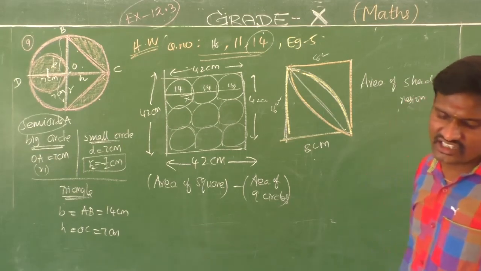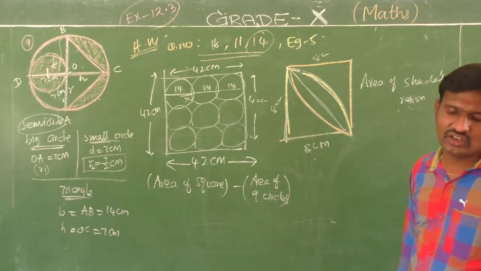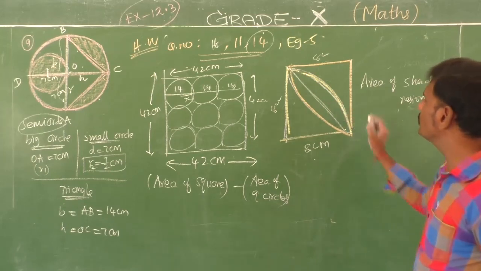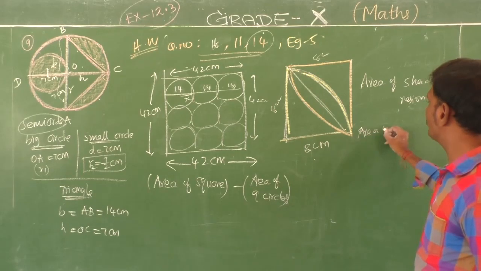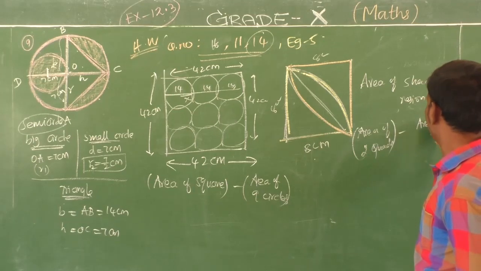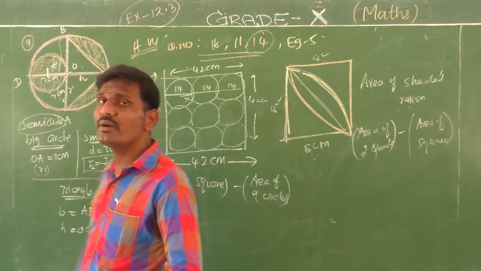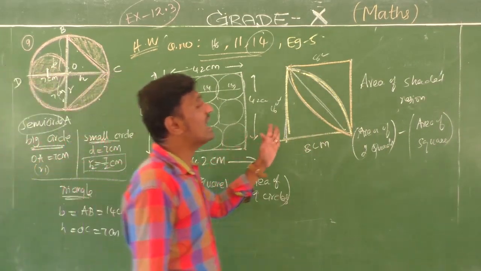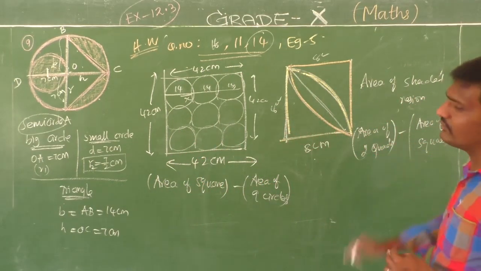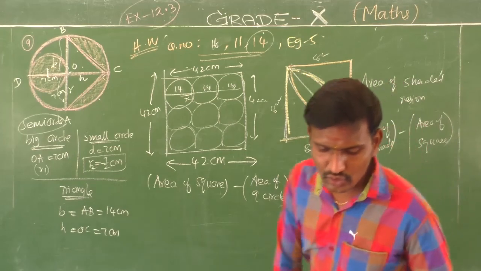So the area of the shaded region is equal to the sum of the areas of the two quadrants minus the area of the square. Students, in the previous question you subtracted circles from the square, but here we have two quadrants, and we subtract the area of the square. For a quadrant the formula is pi r square by 4. Use that and complete it.